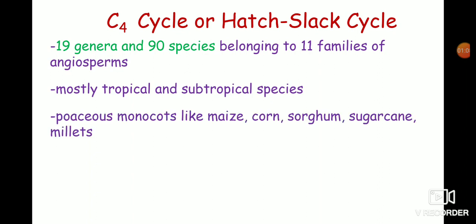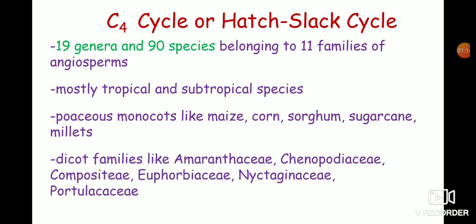They include the poaceous monocots like maize, sorghum, sugarcane, and millets. Along with this, members of dicot families like Amaranthaceae, Chenopodiaceae, Compositae, and Euphorbiaceae also show the C4 cycle. The C4 cycle is not reported from the temperate regions.